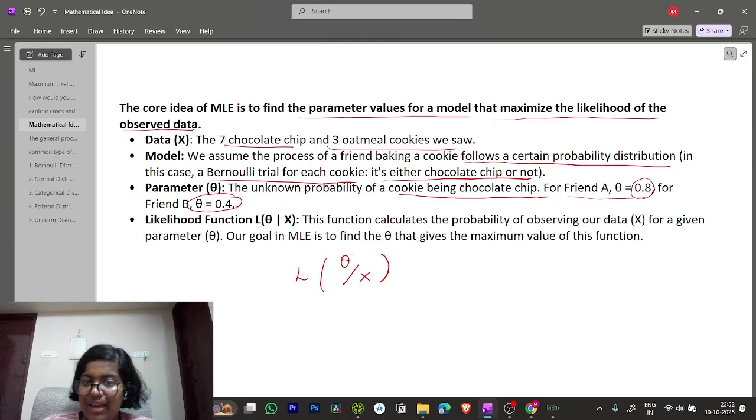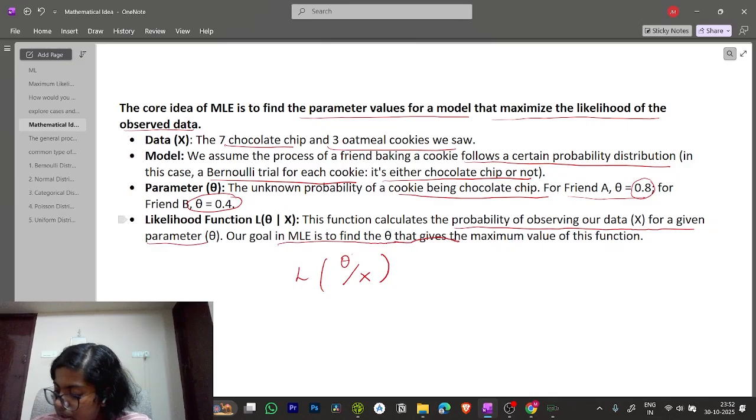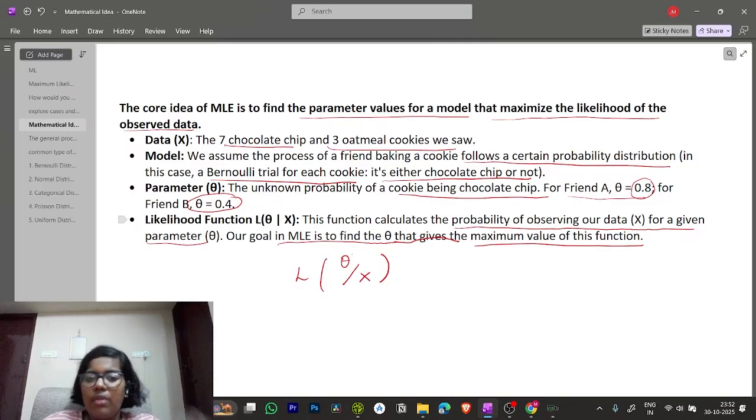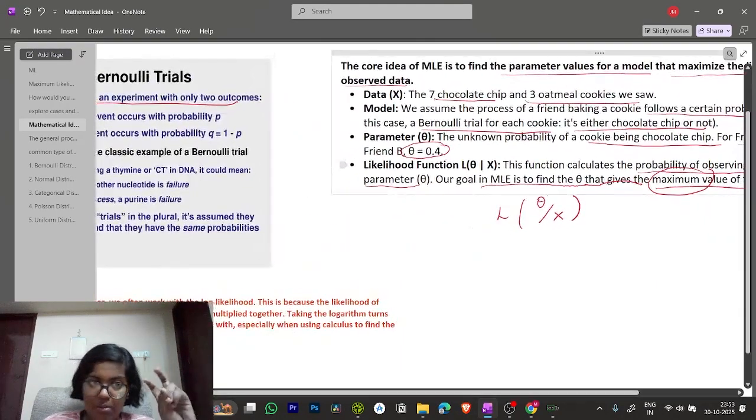So this function calculates the probability of observing our data for a given parameter. Our goal in MLE is to find the theta that gives the maximum value of this function. So we are finding the maximum likelihood of that event to have occurred. As I said, we are not finding just a value, we are finding the maximum value. The value could be that A baked it or B baked it, but the maximum value here is that A must have, because we are talking about maximum.